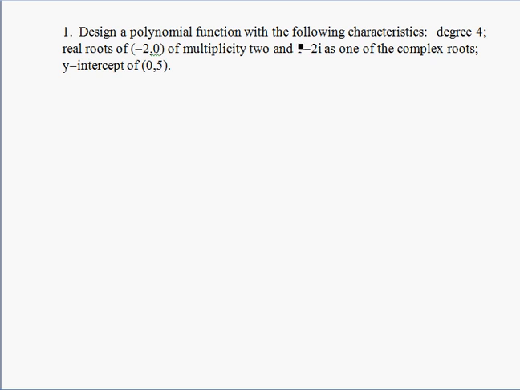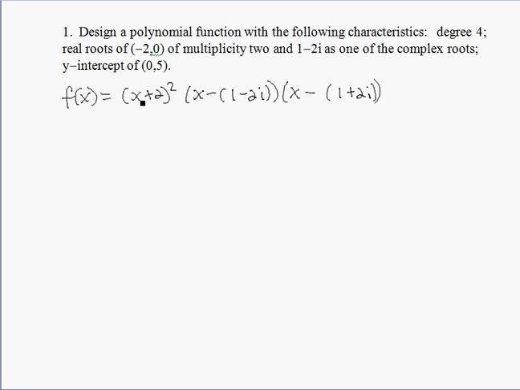Okay, so here's a polynomial function, degree 4, has a real root of -2 and multiplicity 2. So we already know that that's going to look like (x + 2) quantity squared. 1 minus 2i is a complex root, so therefore that's going to be written as x minus (1 minus 2i). And since it's a complex root, there has to be the conjugate pair, which is x minus (1 plus 2i).